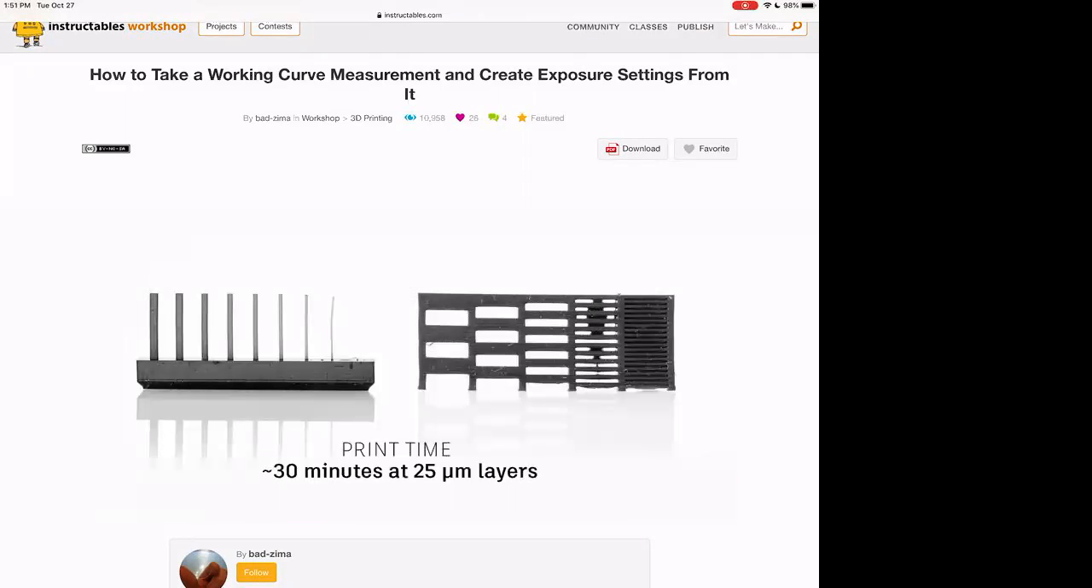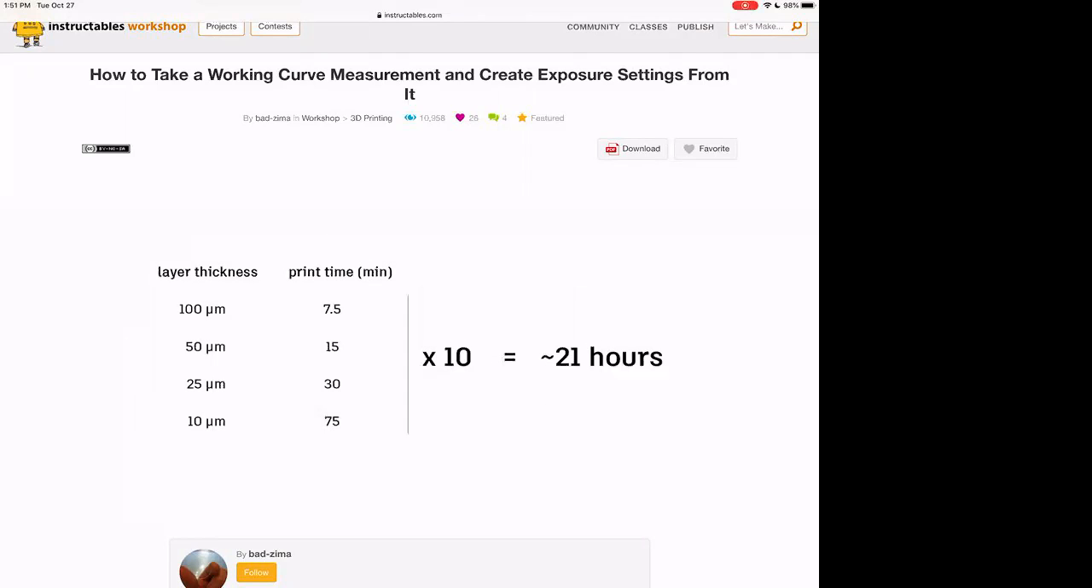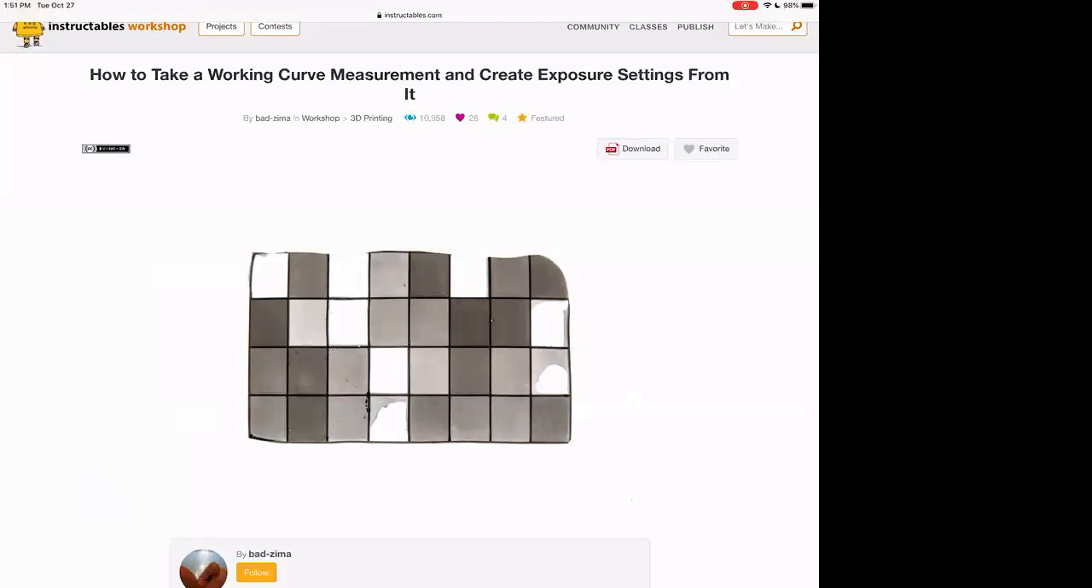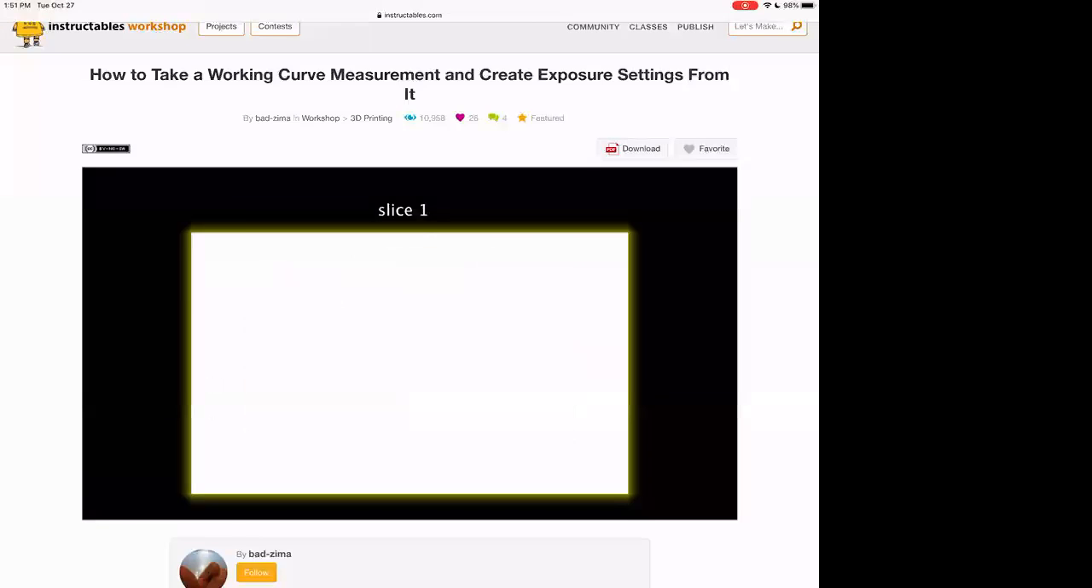These prints each take roughly 30 minutes to print at 25 micron layers. So if we vary the light energy by varying the exposure time, we might need to try about 10 different exposures before we can dial it in. And that's just for the 25 micron layers. What if we want to print at 10, 50, or 100 micron layers? So in total, it could take upwards of 20 hours worth of printing to find the right exposure times for our resin. But if we're clever, we can get the same information from a single print.